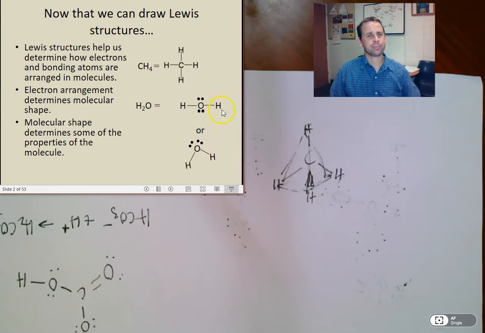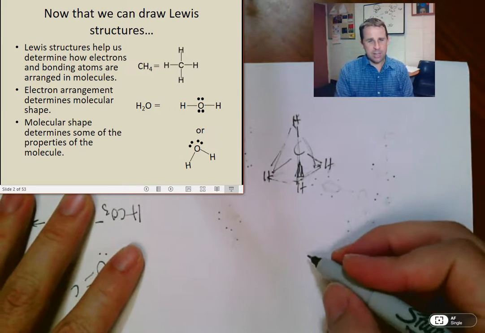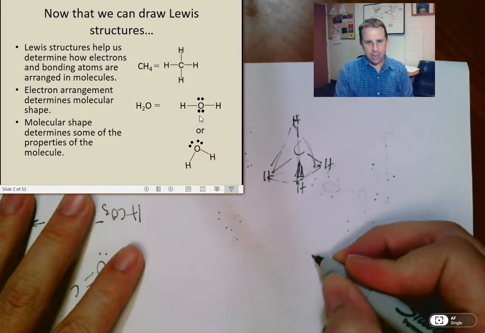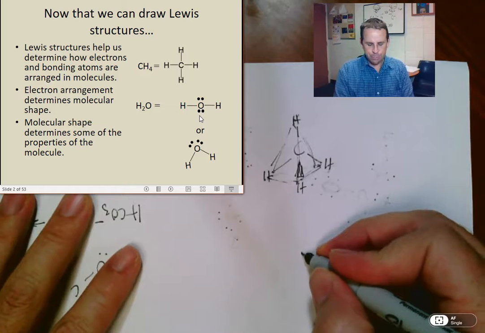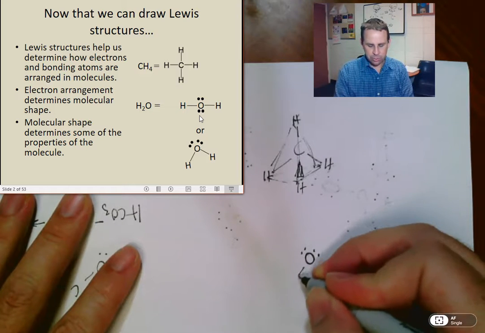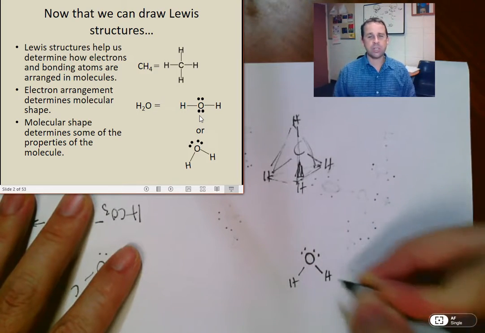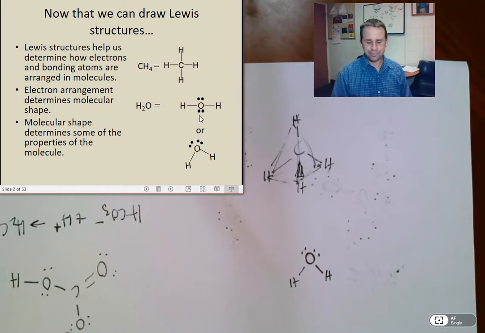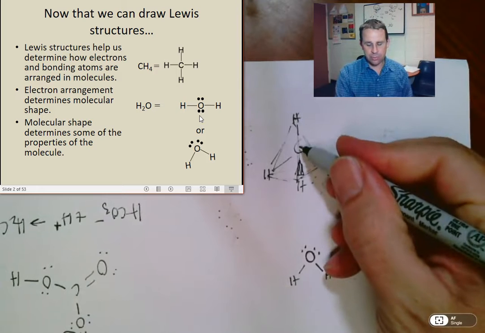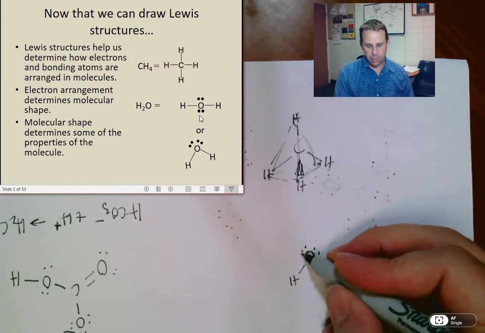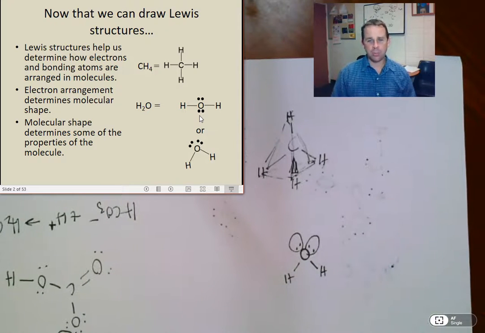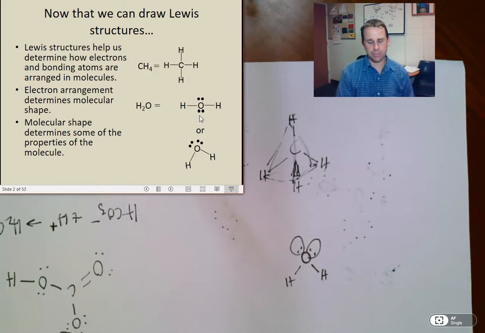Water here, H2O, right? It has around its central atom, again, one, two, three, four regions of electron density. Four regions of electron density, just like methane does, or CH4 does. Water has four regions of electron density. Two of them, however, are not bonding regions, but are non-bonding regions.